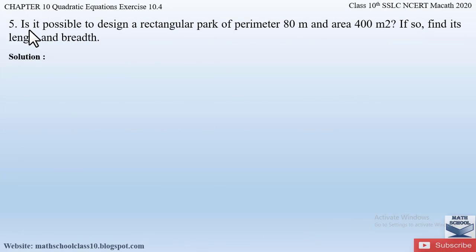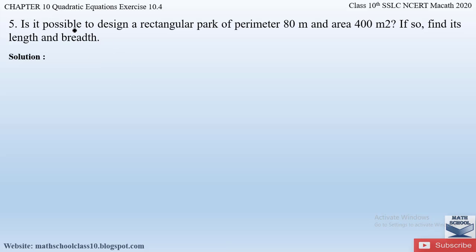Question number 5, which is the last question from exercise 10.4, and it is also the last question for chapter 10 Quadratic Equations, which says, is it possible to design a rectangular park of perimeter 80 meters and area 400 meters square? If so, find its length and breadth.